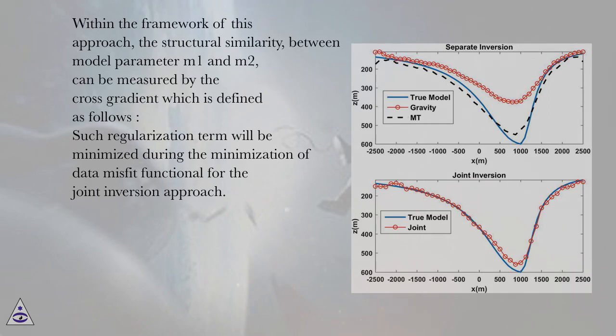Within the framework of this approach, the structural similarity between model parameters M1 and M2 can be measured by the cross gradient, which is defined as follows. Such a regularization term will be minimized during the minimization of the data misfit functional for the joint inversion approach.